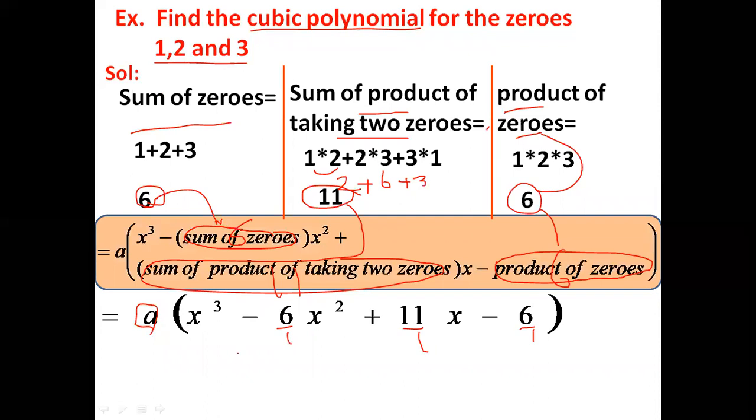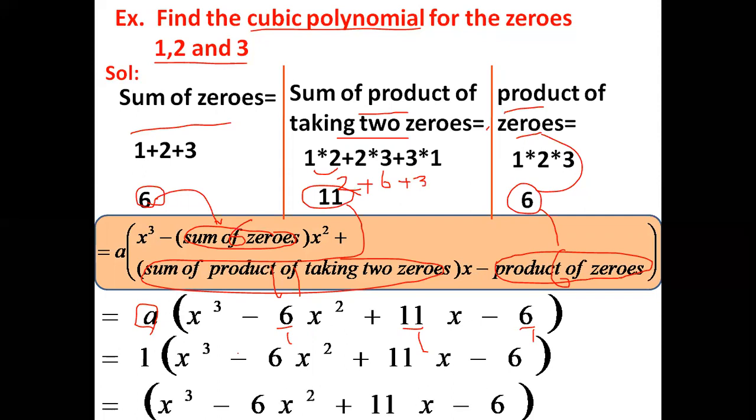If you write 1 in place of a, you get 1 into x cube minus 6x square plus 11x minus 6. If you multiply 1 with the cubic polynomial, you get the cubic polynomial, that is the answer: x cube minus 6x square plus 11x minus 6. So like this you can do the problem.